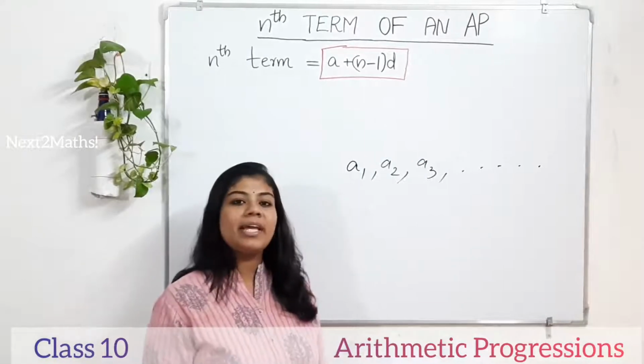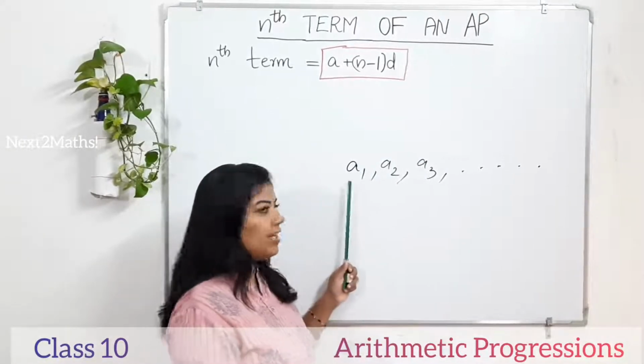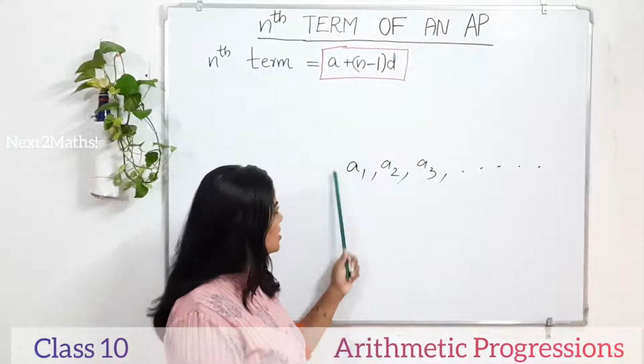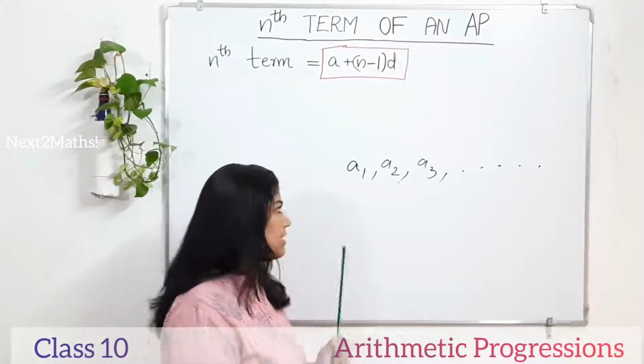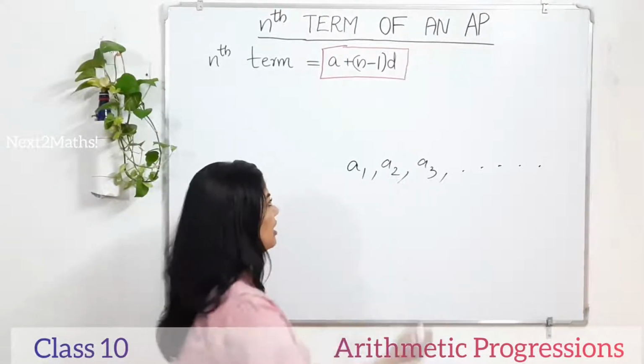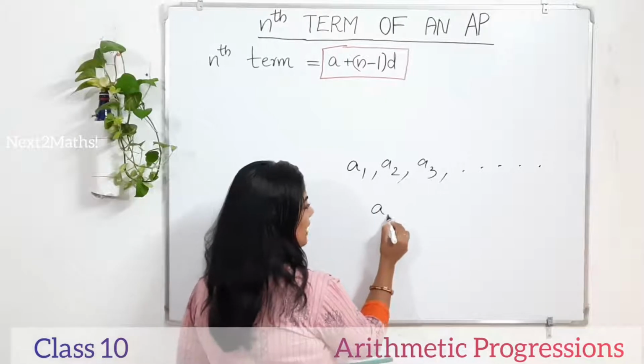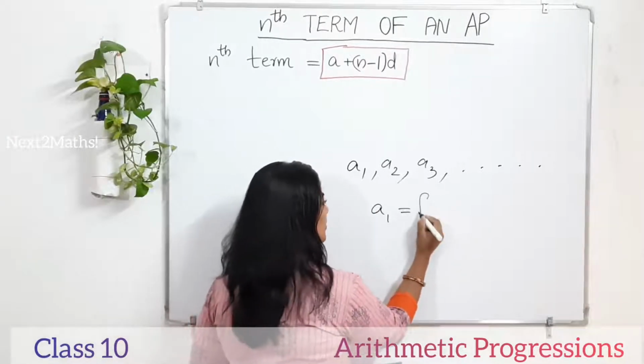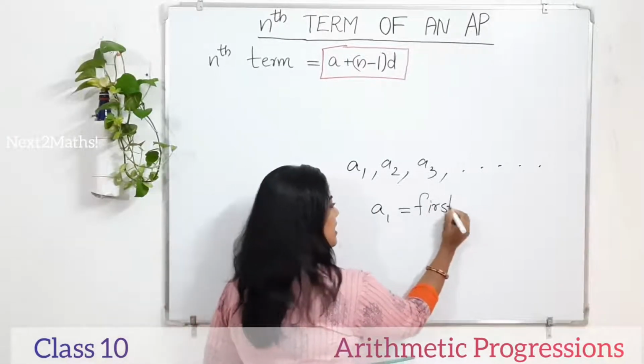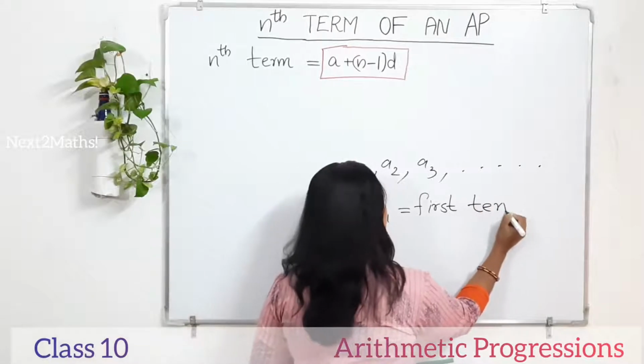What is the first term here? A1. The first one written, the first number, that is the first term. Yes, we know that A1 is your first term. We studied this.